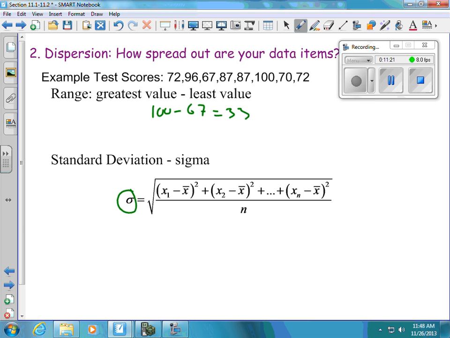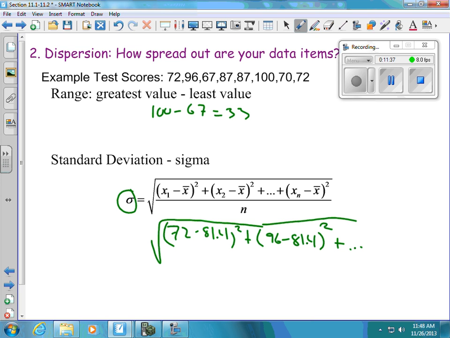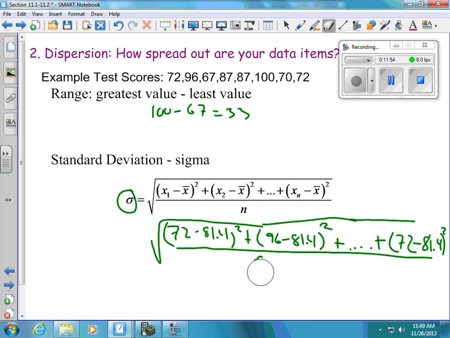So if we were going to set this up, it would look something like this. 72 minus 81.4 squared plus 96 minus 81.4 squared. And we would keep doing that and fill in all these values, and we would only have 8 this time. It's not even that many. We'd fill in all the values all the way down the list like this, and we would find all those differences, square them, divide it by 8 in this case, because that's our number of values, and then square root it.